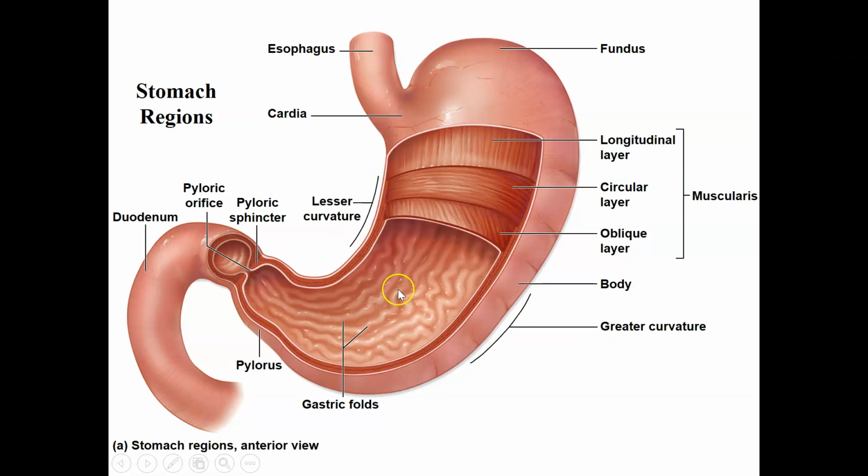In this diagram, part of the wall of the stomach has been removed. And this would be what you would see in an empty stomach. The inner mucosal membrane forms these inner folds. Those are called the gastric rugae. And so those are the main areas of the stomach in terms of the gross anatomy.